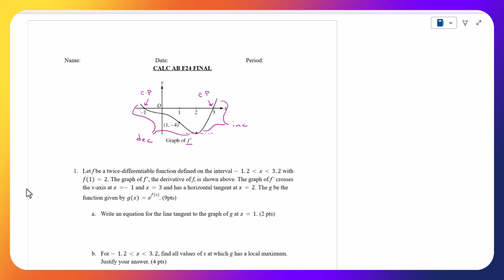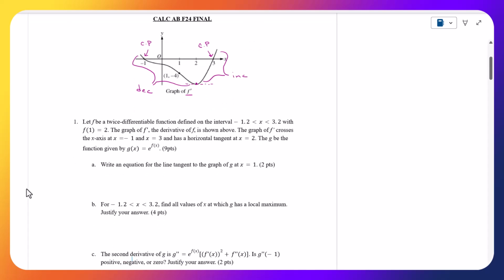Let's scroll down. Let's actually look at our question. Let's look at our information. F is a twice differentiable function. What does that mean right there? Twice differentiable means that f is differentiable twice. Very intuitive. Mathematicians like to choose very obvious things for our names sometimes. It means it's differentiable twice.